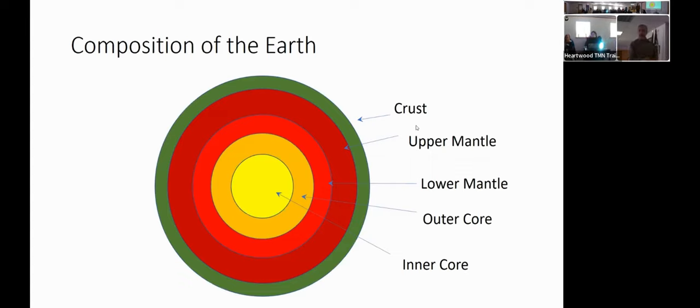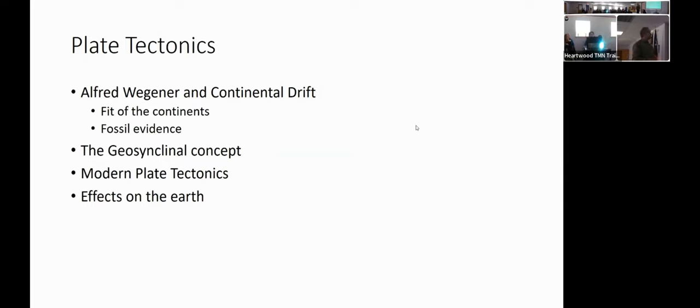Okay, let's go to the next slide. Plate tectonics. What is plate tectonics? Anyone know? Okay, what's plate tectonics? Well, the Earth's outer crust has these, what they call plates, and they're constantly moving. And some of them are going over, some are going under, some are colliding.